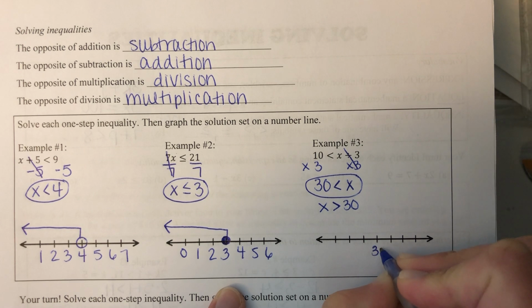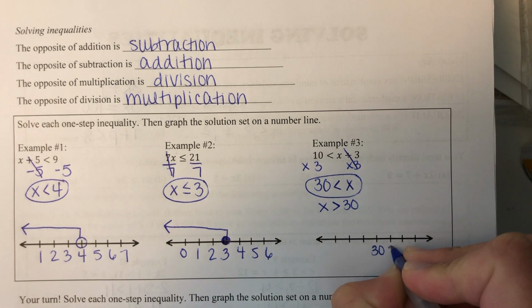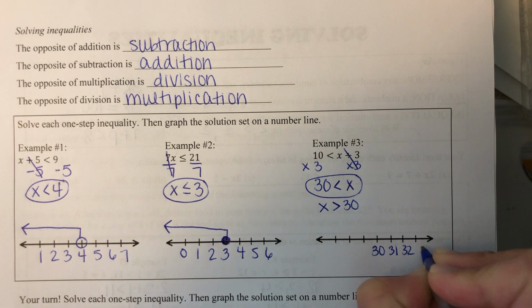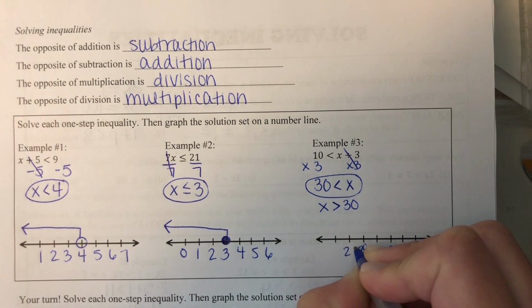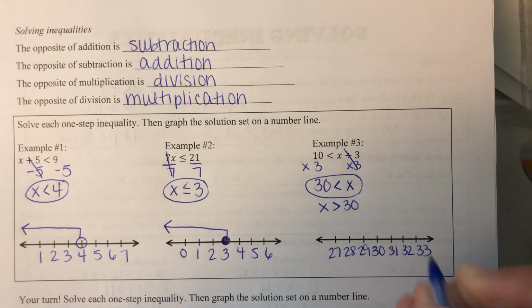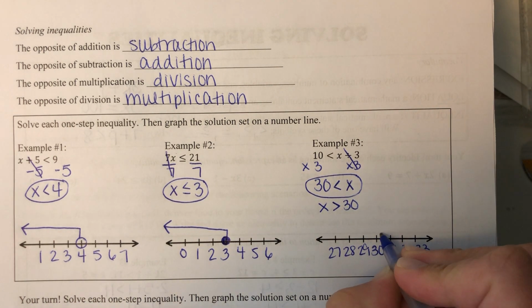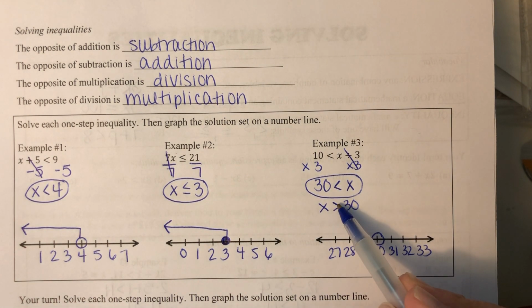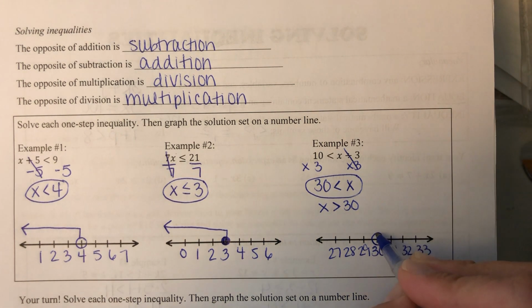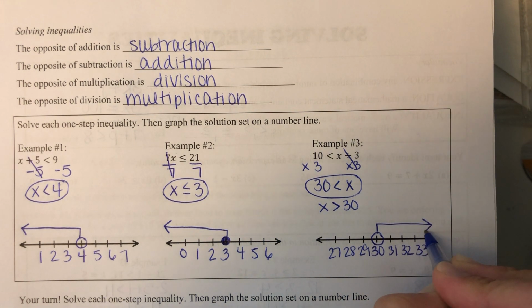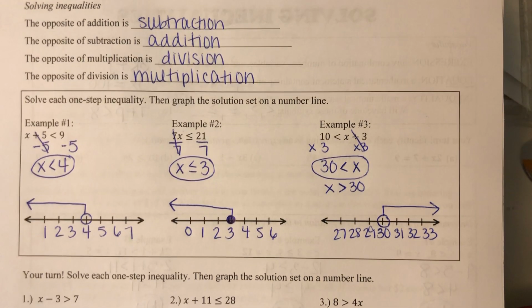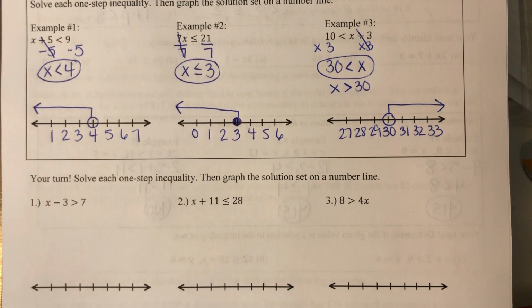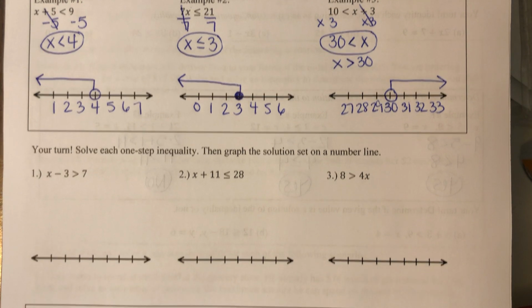So 30 in the middle, 31, 32, 33, 29, 28, 27. No equal to on it, so just an open circle. And now the new arrow is pointing to the right. So we're going that way. All right, there's 3 of those for you to try on your own. I'm going to keep moving.